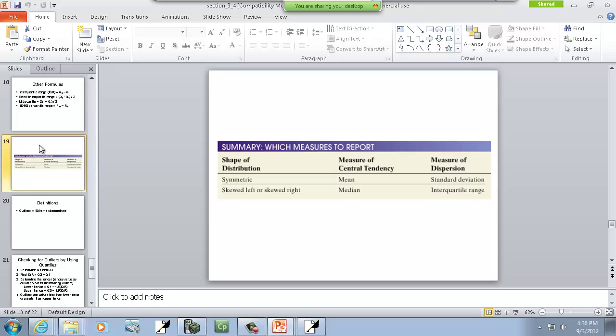Okay, summary. When do you use what? If the shape of the distribution is symmetric, bell-shaped, use the mean for the central tendency, and for your dispersion, use standard deviation. If the data is skewed left or skewed right, use the median for the central tendency, and use the interquartile range for your dispersion, how spread out the data is.